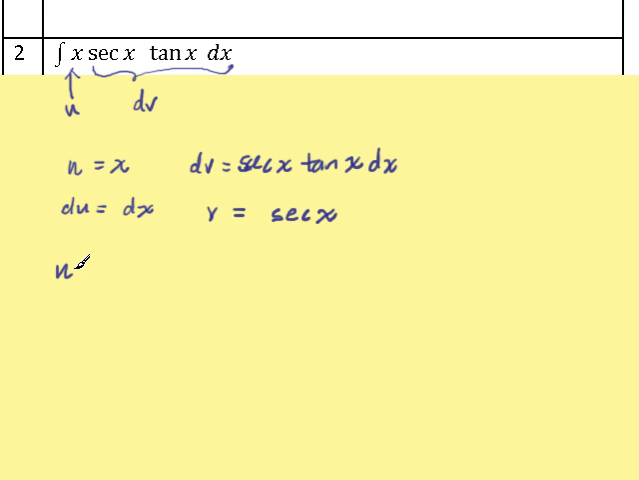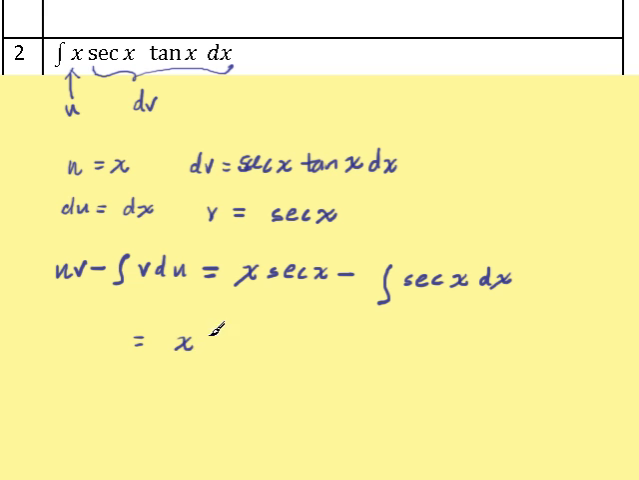And now let's form uv minus the integral of v du. Here's uv, x secant x, minus the integral of v du, minus the integral of secant x. All right, we saw what the integral of secant x was in class, and we mentioned that now you should just remember what it is. We derived it once, and it's equal to ln absolute value of secant x plus tangent x.